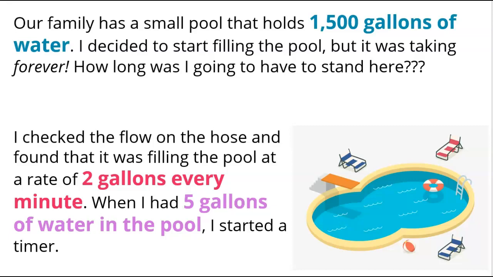What is the important info in the story? Well, it's nice that it's all highlighted and colored. So 1,500 gallons of water, that looks relevant. Maybe we'll highlight that. That's the size of the pool. We're getting 2 gallons every minute. That must be our common difference. We're adding 2 gallons every minute. And then we started with 5 gallons. That's when we started the timer.